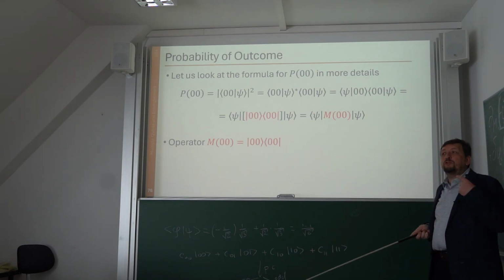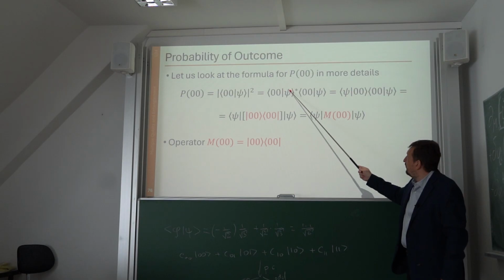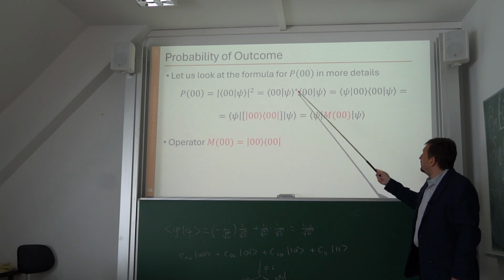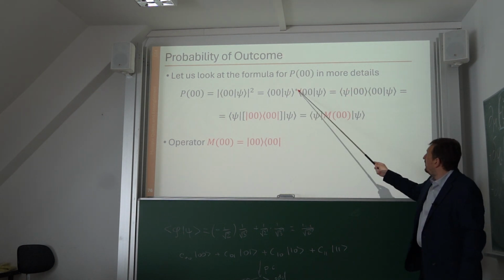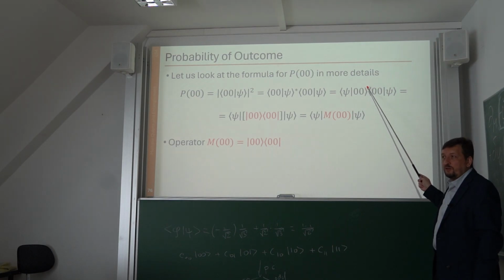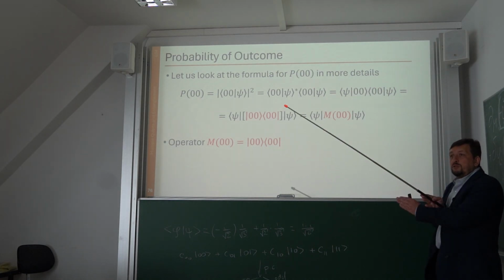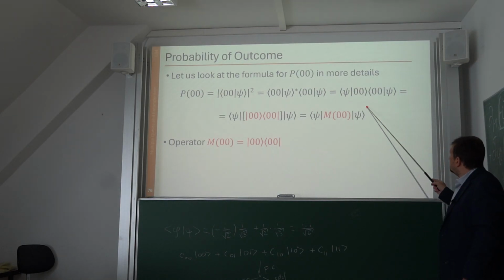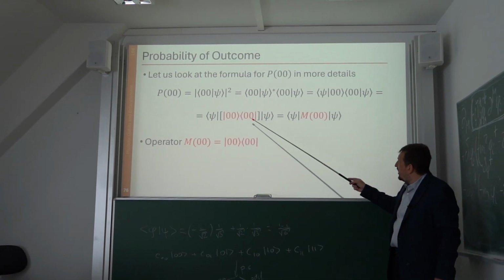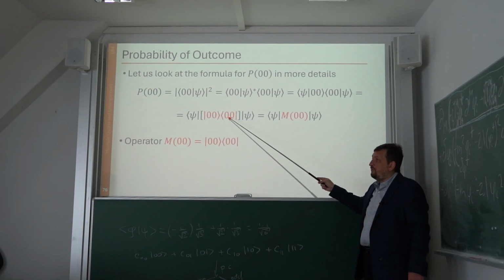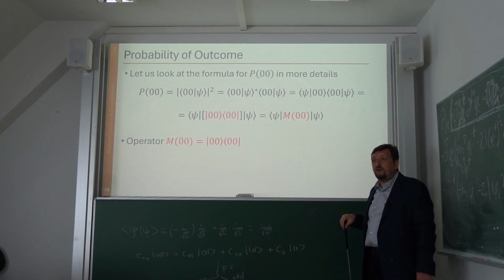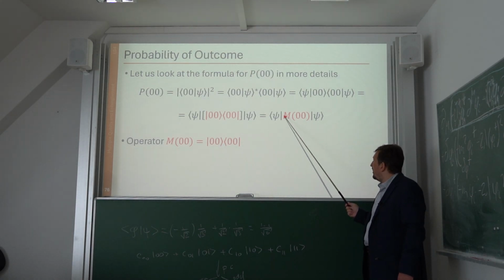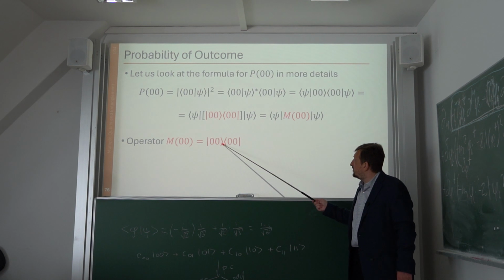Now I can use properties of scalar product. In scalar product I can flip this psi and 0, 0, so I can rewrite this 0, 0 of psi as psi 0, 0, but I need to conjugate it once again. If you flip two terms in scalar product, this is the same as conjugation. And when I write it in such form, what I have inside is such a ket-bra combination. And a ket-bra combination in quantum physics is some operator. So here I have some operator, M00.